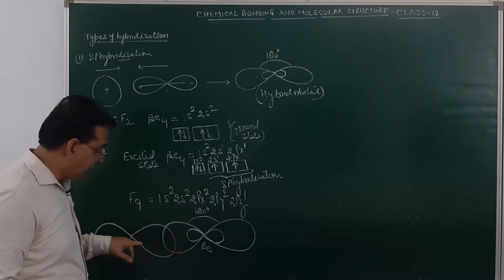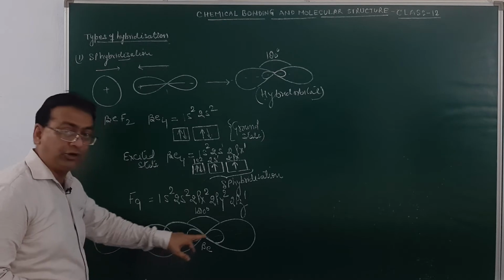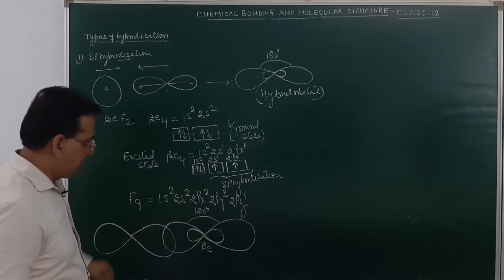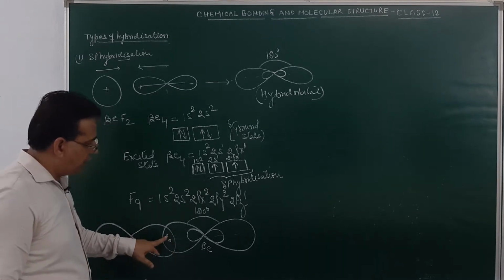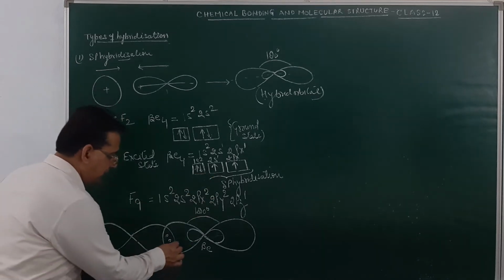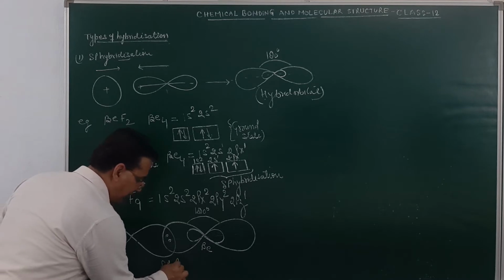We all know pz has a dumbbell shape. What is the difference between this hybrid orbital and atomic orbital? A hybrid orbital is a region with high and low electron density. But here it is a dumbbell shape only. And this will be the overlapping region. In this overlapping region, 1 electron from pz and 1 from here will come. So it will be sp and pz overlap, and the type of bond will be sigma.